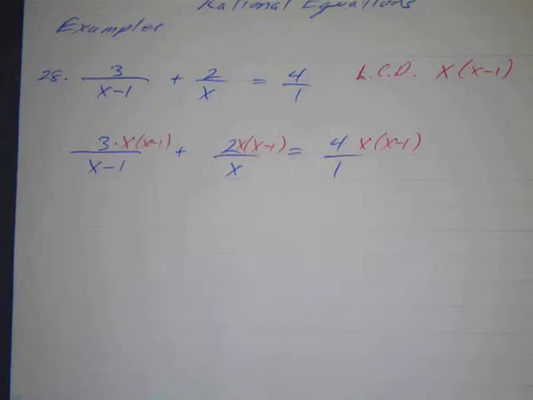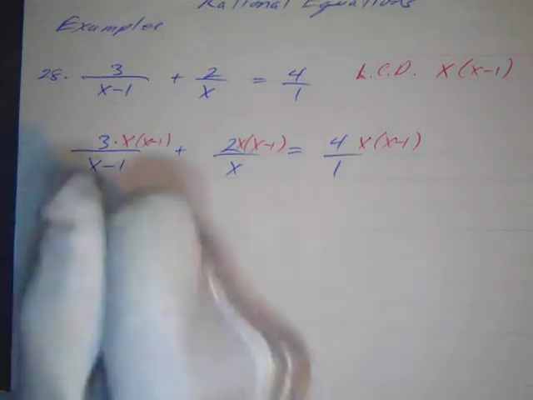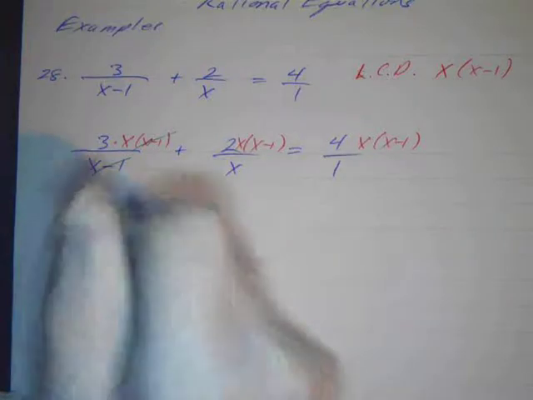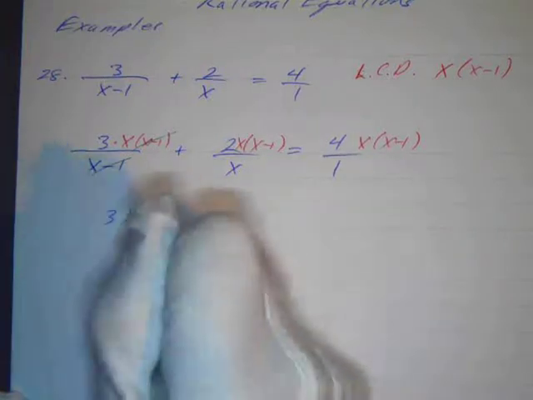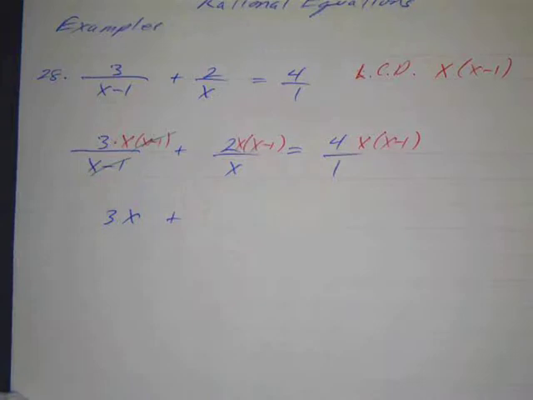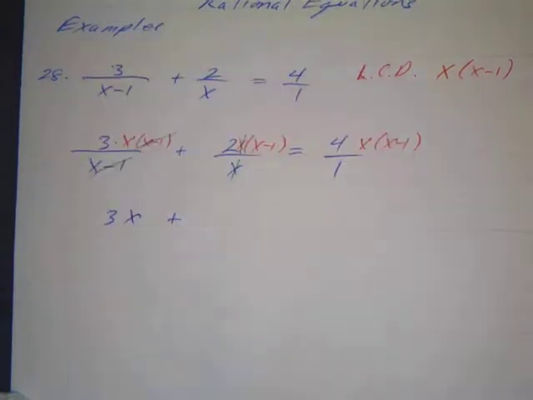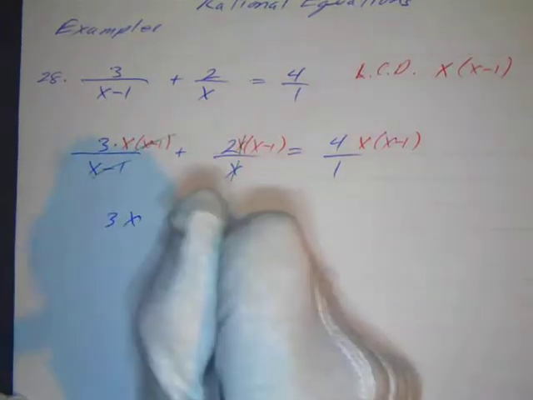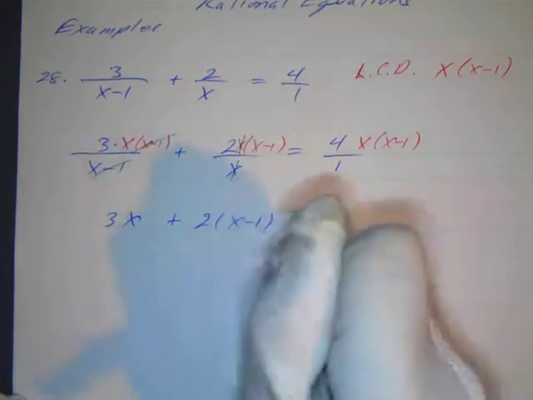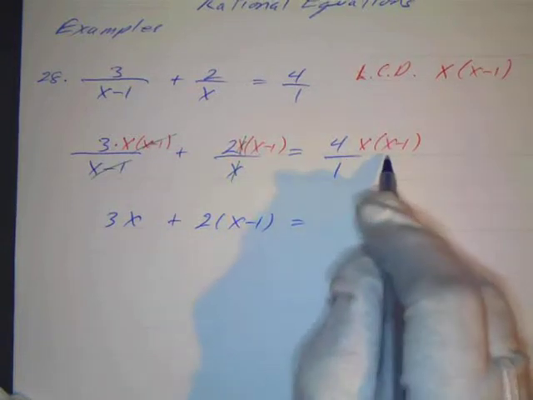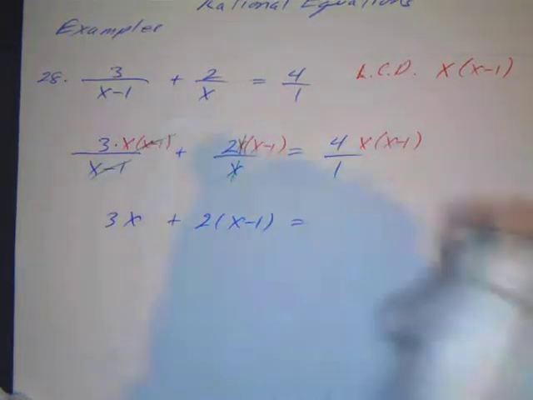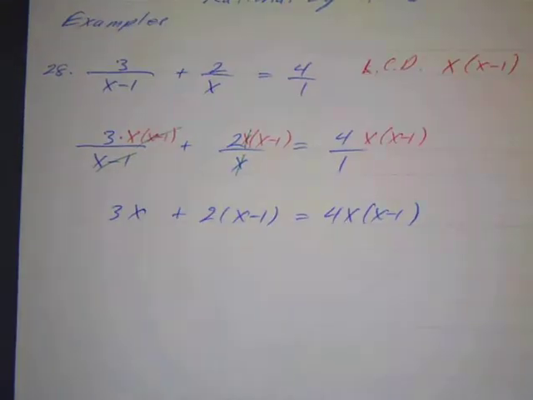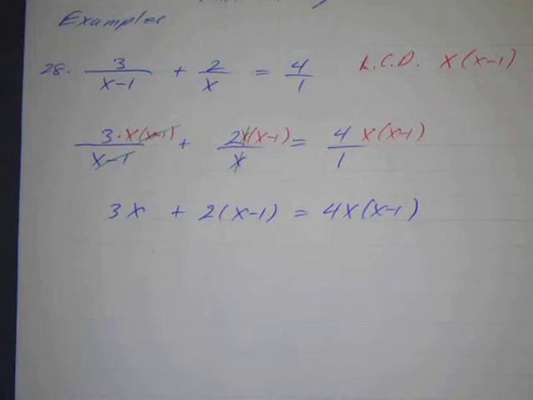When we do that, that's going to kind of clear the fractions. It's going to make it a lot easier to solve. So x minus 1 over x minus 1 becomes 1, so I have 3x left. And then x over x is 1, so that kind of, we say cancels out, but just becomes 1, and then we have 2 times x minus 1. And then if we multiply this out, we're going to have 4x times x minus 1. And no more fractions. So now we have a nice equation to solve, although it's not so nice.